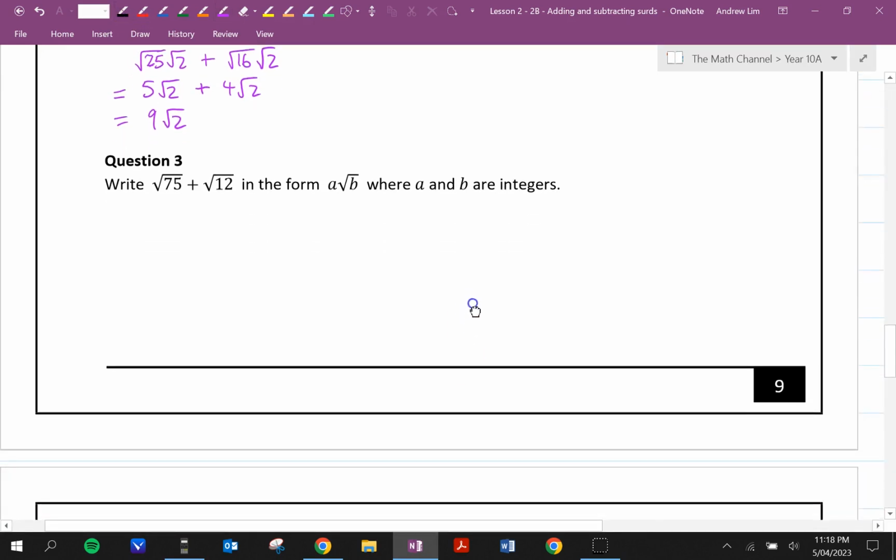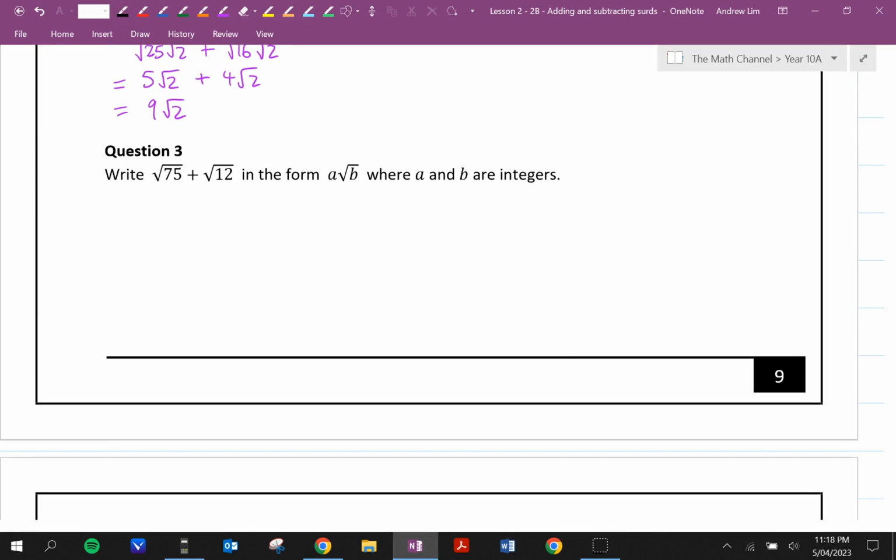Question 3. Root 75 plus root 12. Write it in the form a root b, where a and b are integers. So 75, we know that's root 25 times root 3. 12 is root 4 times root 3. Square root of 25 is 5. Square root of 4 is 2. 5 plus 2 is 7. Done. We've written it in this form. A is 7, B is 3. Okay, if the question asked.